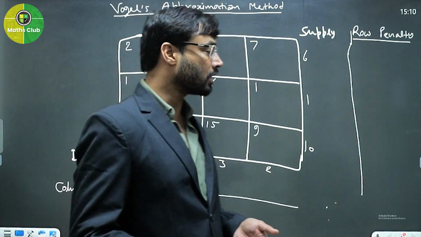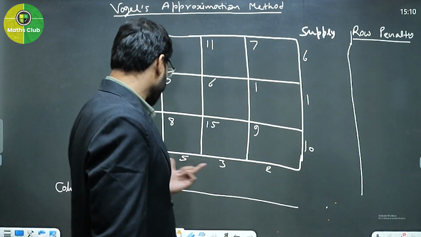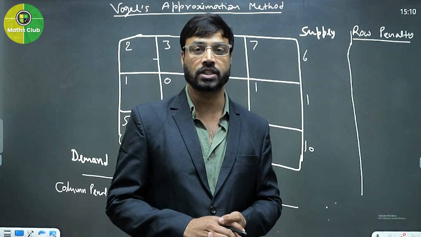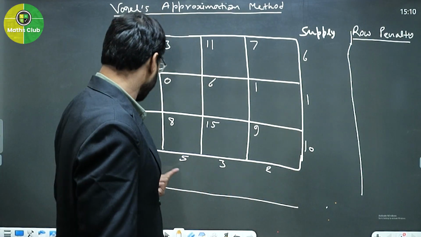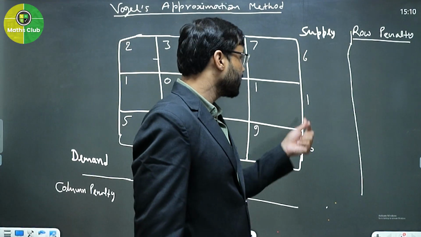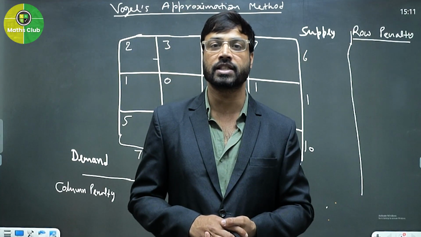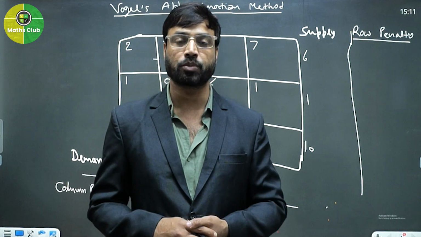How to check whether the given problem is balanced or not? Simply add the supply and demand. If both are equal, then the given problem is a balanced transportation problem. So check: 6 plus 1 plus 10 equals 17, and now your demand is 7 plus 5 is 12, plus 3 is 15, plus 2 equals 17. That means supply equals 17 and demand is also 17. That means the given transportation problem is a balanced transportation problem.